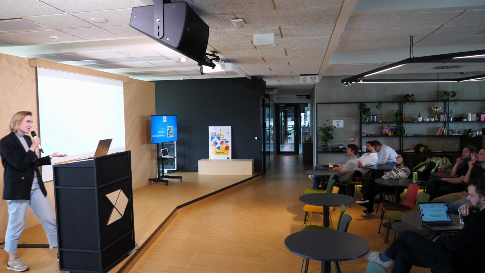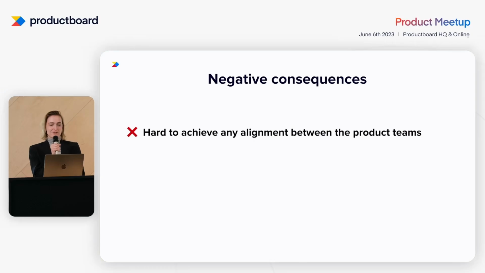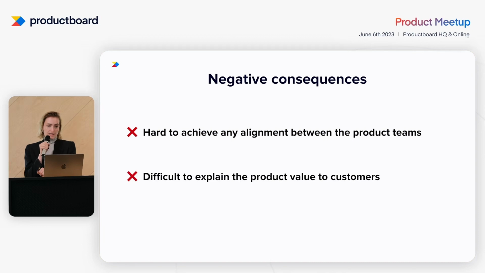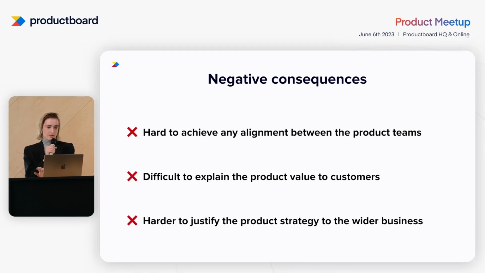But as you can imagine, the negative consequences of a scenario such as this could be that it's super hard to achieve any alignment between the product teams. It's very difficult to explain the product value to customers, and it's harder to justify the product strategy to the wider business.